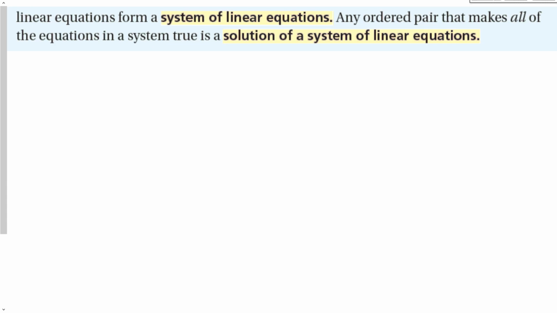So first, linear equations form systems of linear equations. So two or more linear equations are going to form a system. Any ordered pair that makes all of the equations in the system true is called a solution to the system of linear equations. And the solution to a system of linear equations is going to be the place where the two lines cross. And we'll see different ways that that's possible.